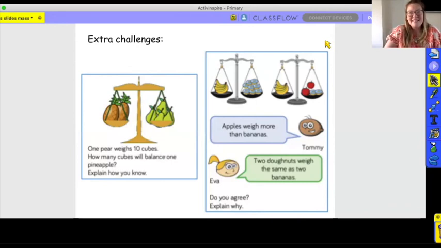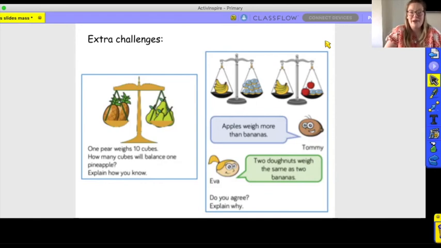If you're sitting there needing an extra challenge, there's a couple of questions here that might challenge you. The one on the left requires you to think about the use of cubes. Now, if you don't have cubes, you could use pasta or just 10 of something to see what the difference is. 1 pair is 10 cubes, so you need to use your multiplication to work out what 4 pairs is. How many cubes will balance 1 pineapple?